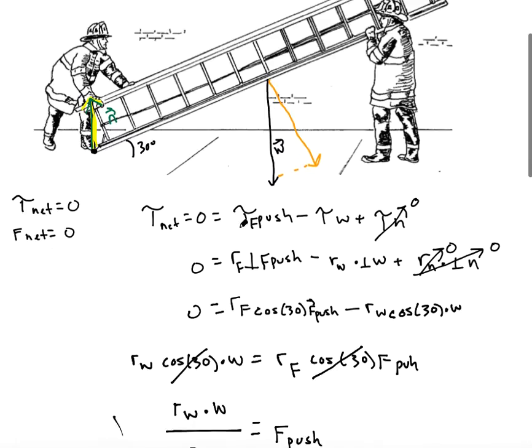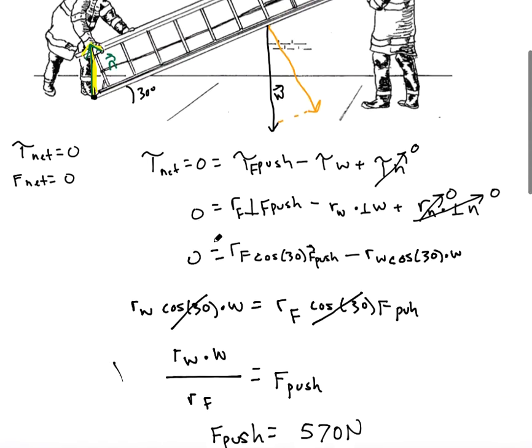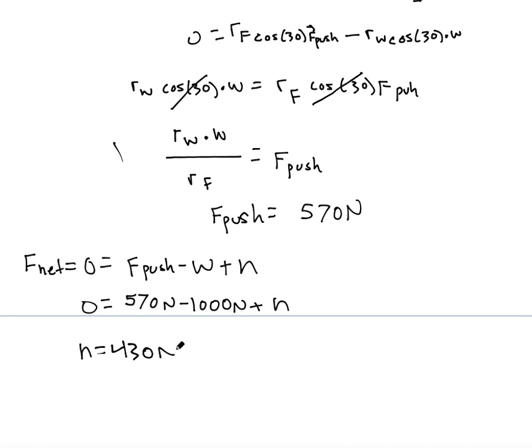equals F push minus weight plus normal. So F push we have determined to be 570 newtons. Weight we know to be 1,000 newtons. And normal. And so we can see that normal will equal 430 newtons.